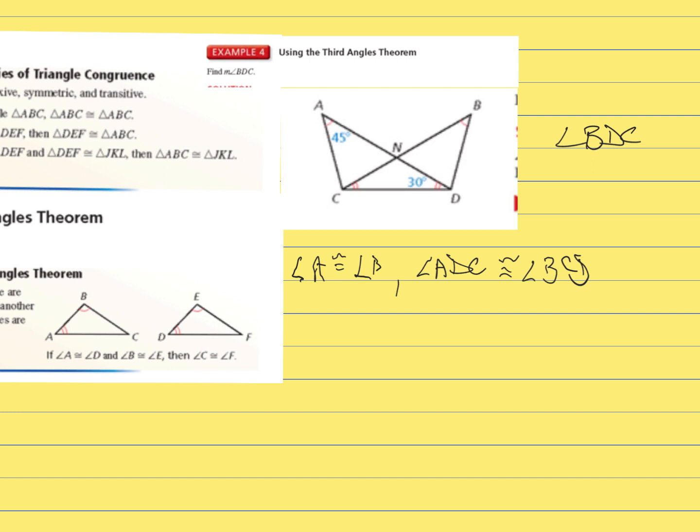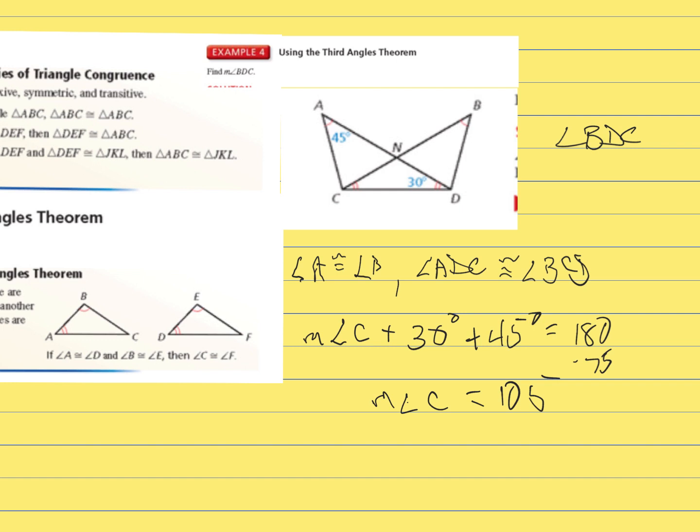So first off, we can find the measure of angle C. The measure of angle C plus 30 degrees plus 45 degrees is equal to 180 degrees. So we can subtract 75. And we have the measure of angle C then is equal to 105 degrees.